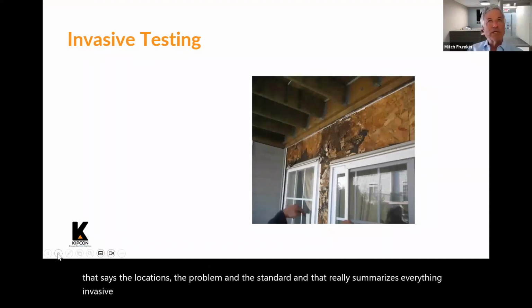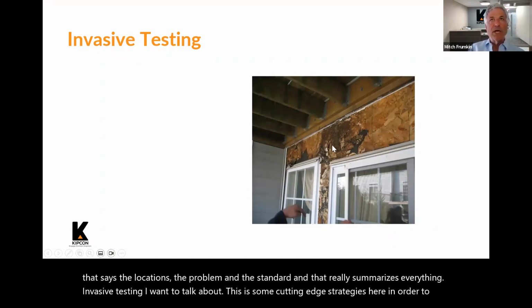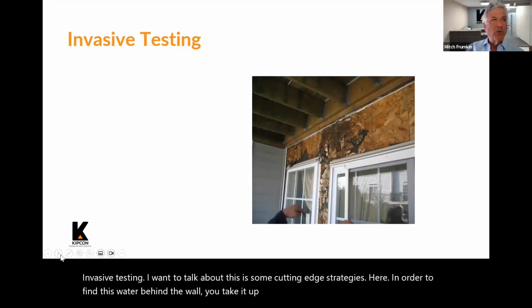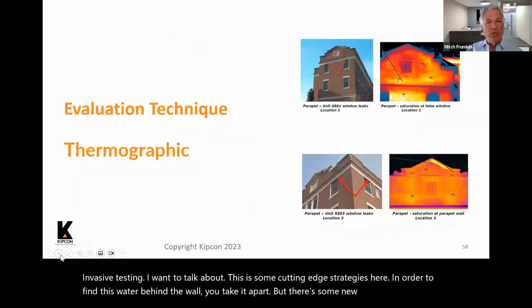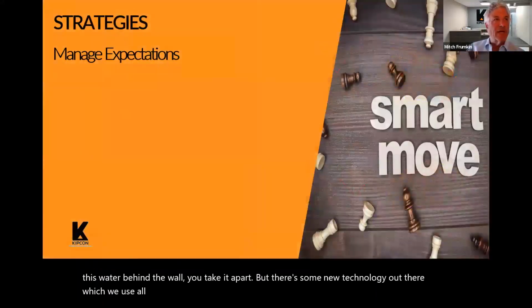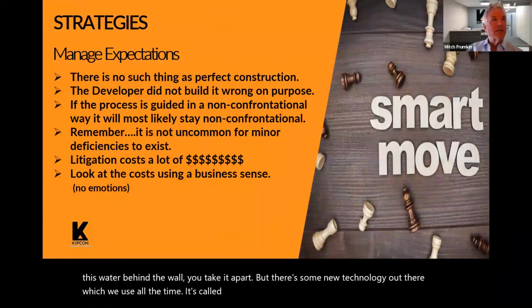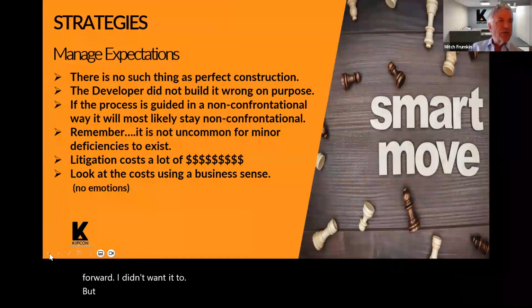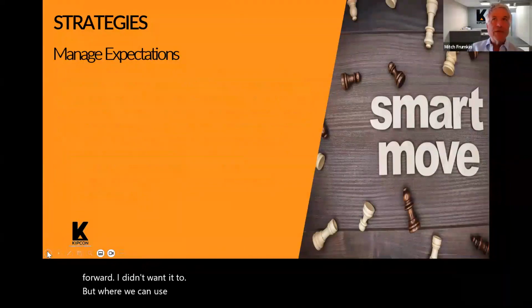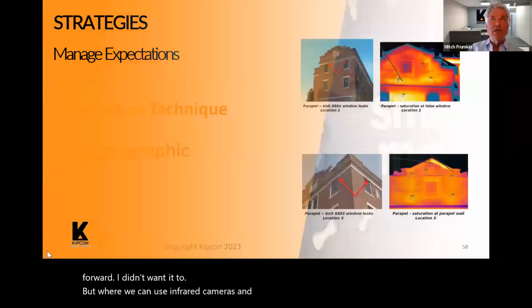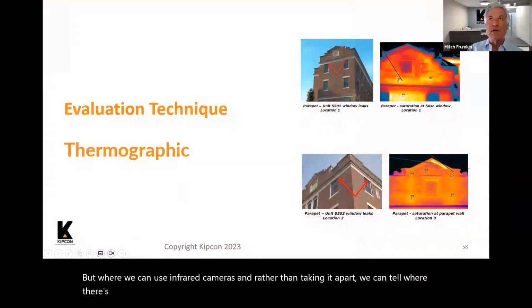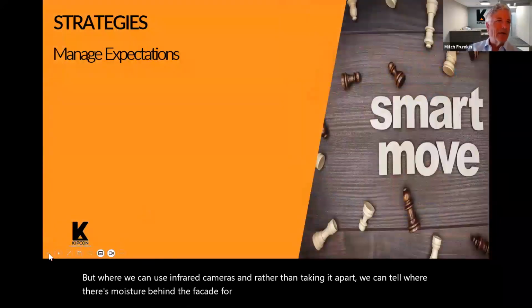Invasive testing. I want to talk about this. This is some cutting edge strategies. Here, in order to find this water behind the wall, you take it apart. But there's some new technology out there, which we use all the time. It's called thermographic evaluations, where we can use infrared cameras, and rather than taking it apart, we can tell where there's moisture behind the facade.